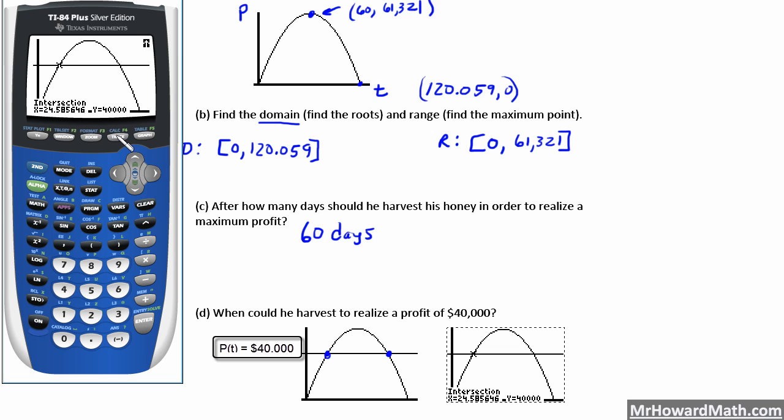So second trace, option 5 for intersect. First curve, enter. Second curve, enter. And now we need to come way over here to this other intersection. So I could type in an x coordinate or just get close here. That works. And here is our other answer.